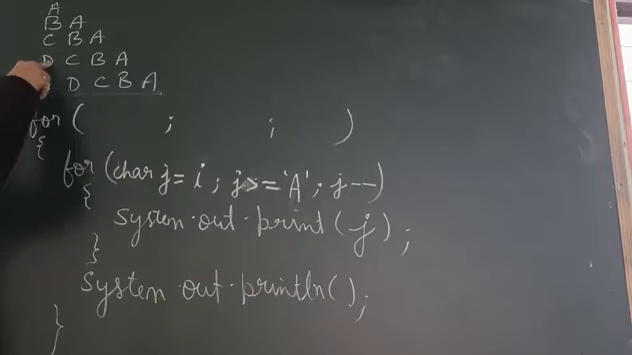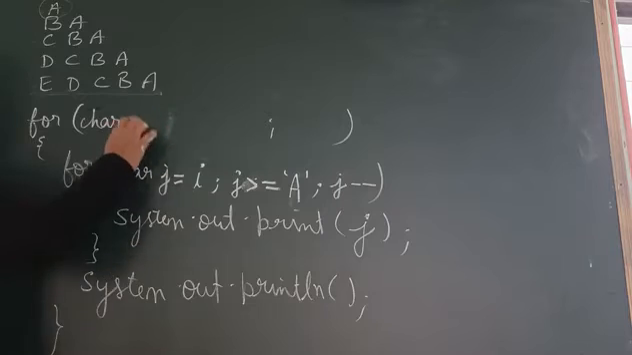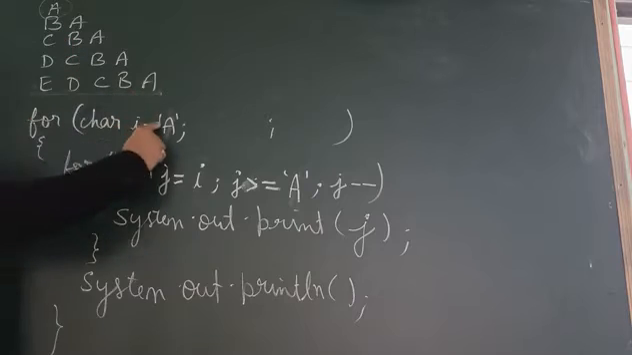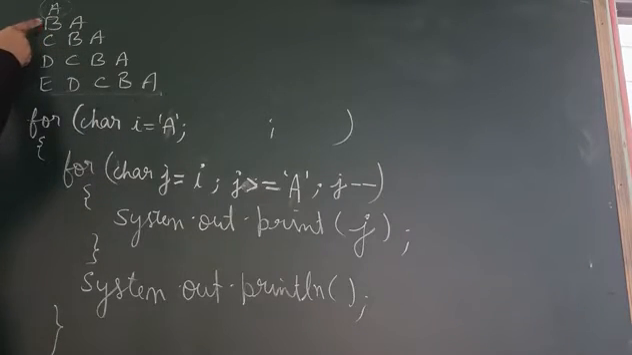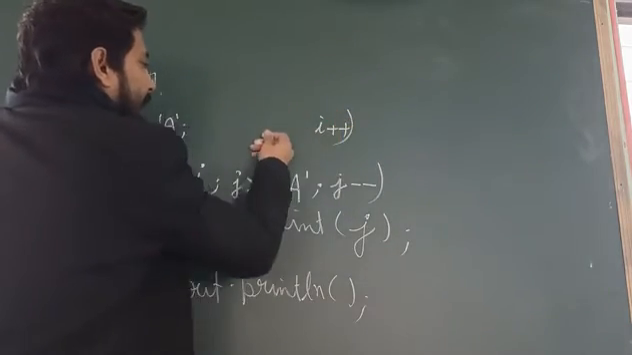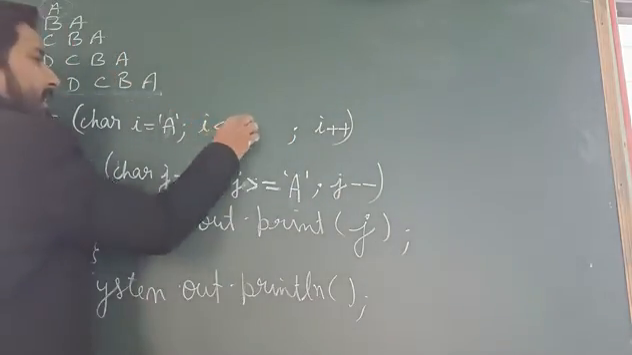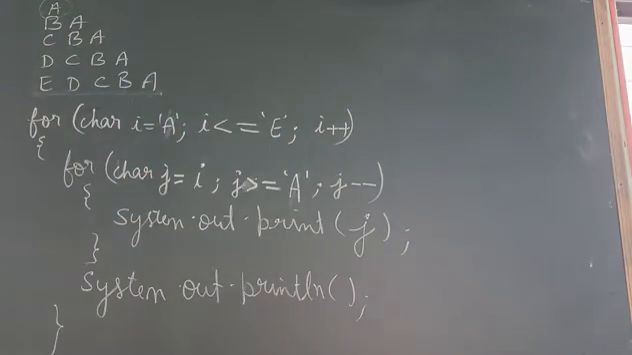Clear? Now, how do we insert the values for the outer loop? So A, B, C, D, E. Your loop starts with A. So initialization is A: char I equals 'A'. Why do I use char? Because it is a character type, and don't forget to put the single quotes. After A it is B, after B it is C, after C D. So values are increasing, so it should be I plus plus, and I is less than or equal to 'E'. So this is your pattern and your answer for this question.